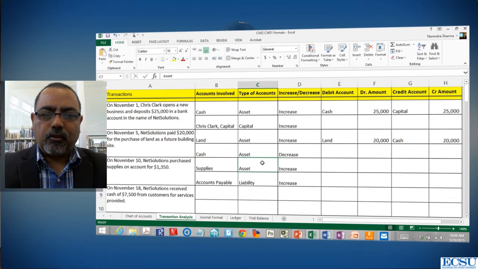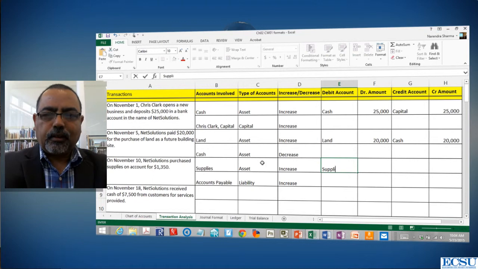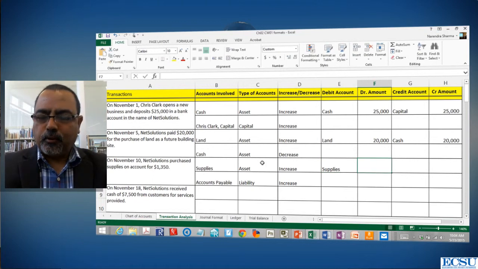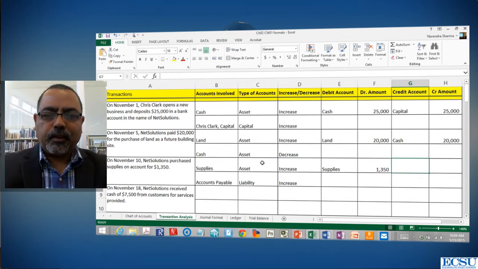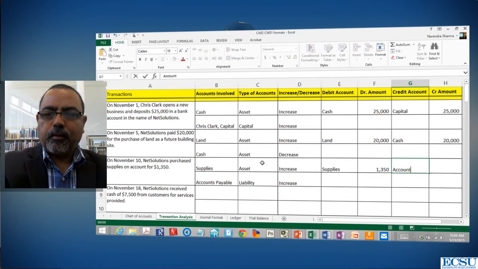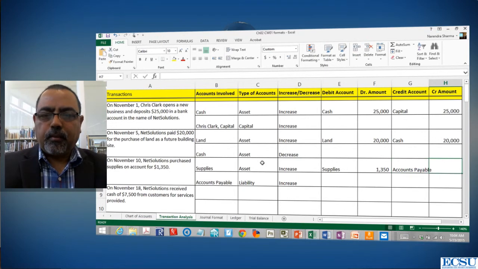Of course, I have to follow the rule of debit and credit. Now the rule of debit and credit is, if there is an increase in asset, I should be debiting that asset. So that's why supplies account would be debit, and the amount will be 1350. And accounts payable is increasing, that's a liability account. So if a liability or a capital account increases, that should be credited. So that's why my accounts payable would be credit, and the amount is going to be 1350.